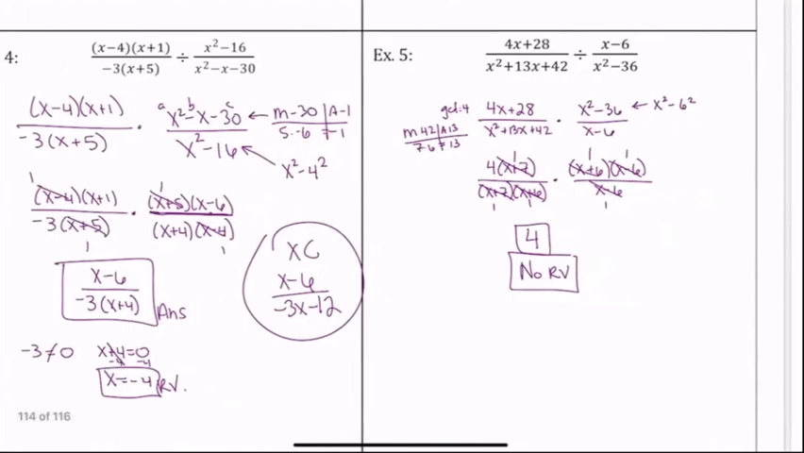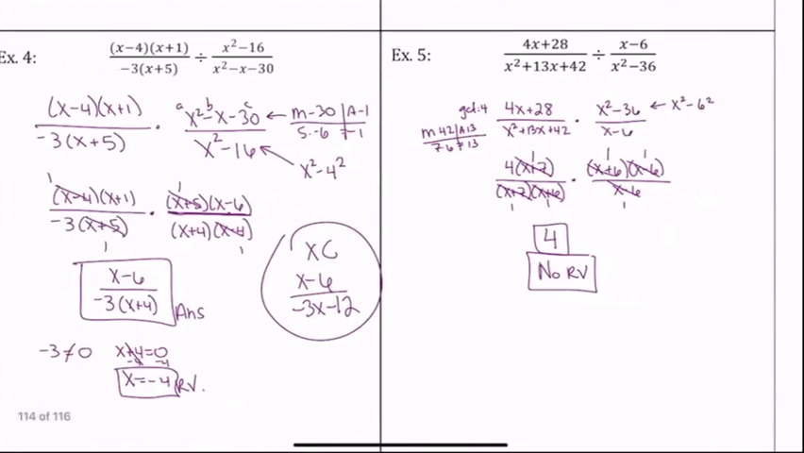And then on number 5, this one actually, almost everything canceled out, and we were just left with the whole number 4. So we had no restricted values because we're just looking at the whole number 4. And we got that because our first fraction had a GCF of 4 on top, a multiply-add chart on the bottom because it's a trinomial. Forgot to label my ABCs there. There we go. And then our second fraction, after we multiplied by the reciprocal, had a difference of 2 squares on top, and the bottom was not able to be factored.